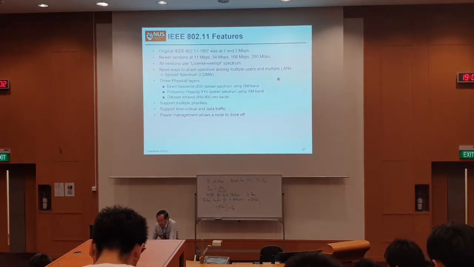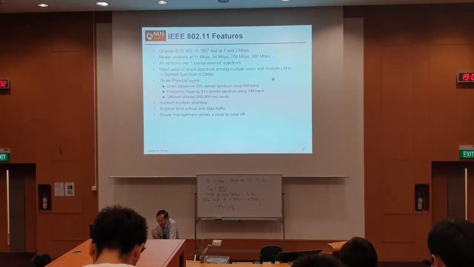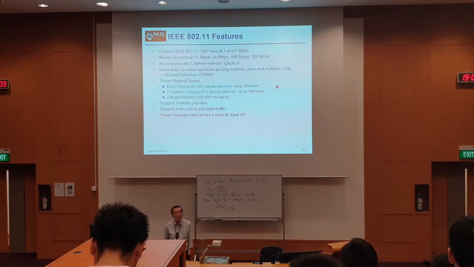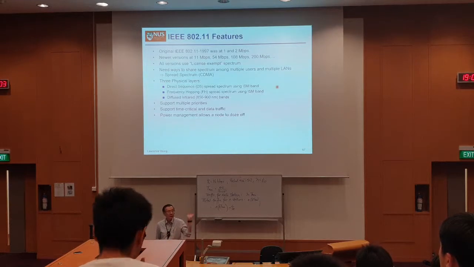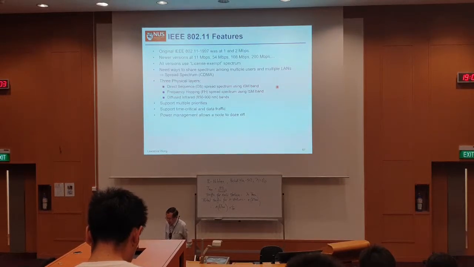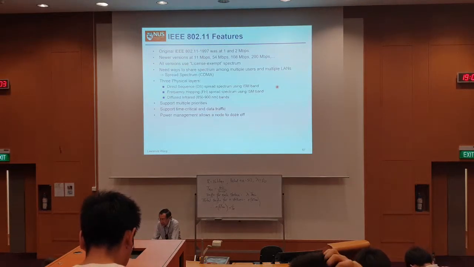Okay, so it uses CDMA, right? We talked about CDMA, and more advanced versions of that. Originally, we have 3 types of physical layers. One uses direct sequence spread spectrum, which means you use the code, direct sequence. The other one is frequency hopping. And there's one earlier version that uses some sort of infrared, but that one never really made an impact on the market. It supports multiple priorities, time critical and data traffic, and power management, and allows a node to go soft.